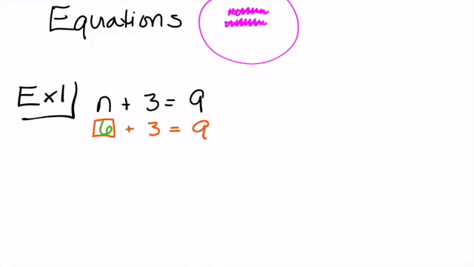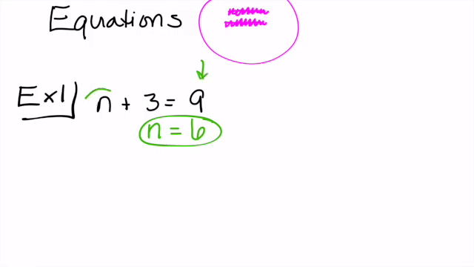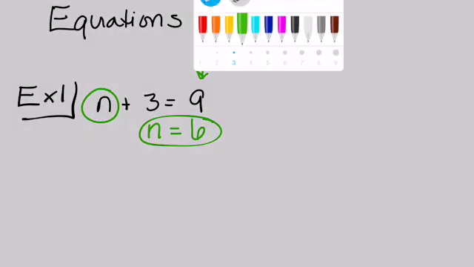Now here's the kicker. When we solve an equation, our answer has to look a certain way. We can't just say 6. When we solve an equation, we have to say the letter equals 6. n equals 6. And this is your whole answer, because 6 isn't the answer to the problem, 9 is the answer to the problem. Isn't that confusing? We were trying to find the answer for the letter. We were trying to figure out what number goes where the variable is.